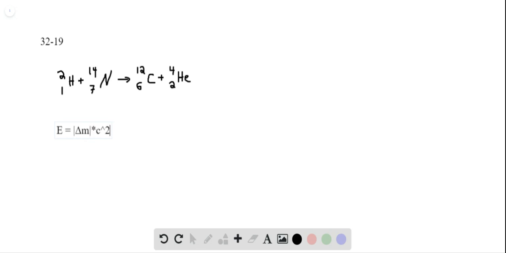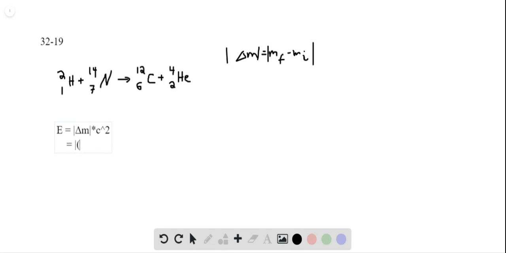In order to solve for this, we look at the masses on our reactant side, or our product side on the right-hand side. So our delta mass is the mass of our final products minus the mass of our initial products. And of course, we take the absolute value of that just so we have a positive mass quantity. So continuing on, the masses are provided for us.